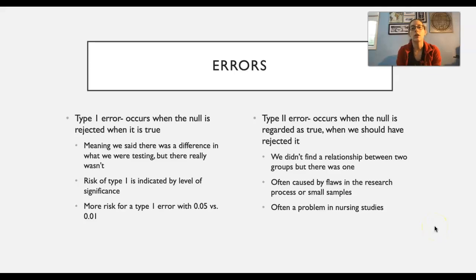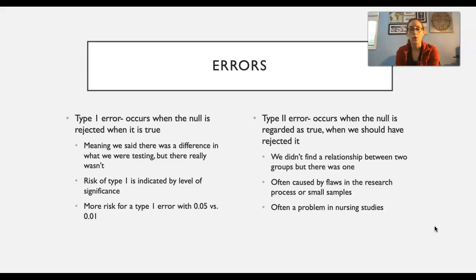So let's talk about errors. You're going to hear about two different types of errors. Type 1 occurs when the null is rejected even though it's true, meaning we found that there was a difference in what we were testing, but that difference wasn't really there. The risk of type 1 is indicated by the level of significance. So there's more risk for an error with a 0.05, so a 5% chance, versus a 0.01, which is only a 1% chance. So when you're looking at a study, if the risk for error is a 0.01 and you have significant findings, it means there's really not a very high chance that there were errors in that study. So it's typically a good study.